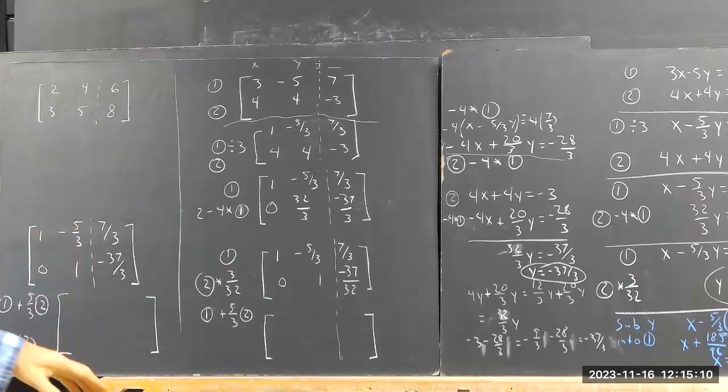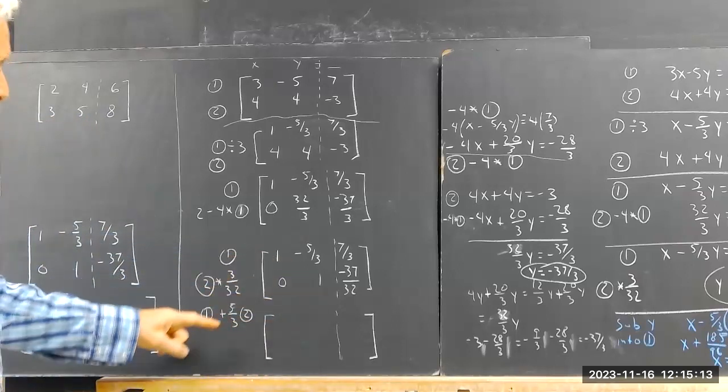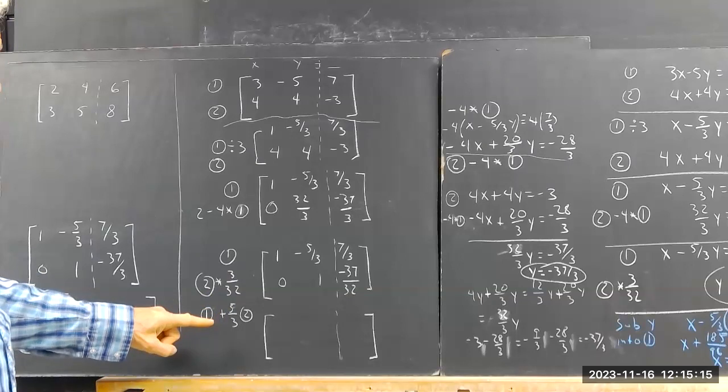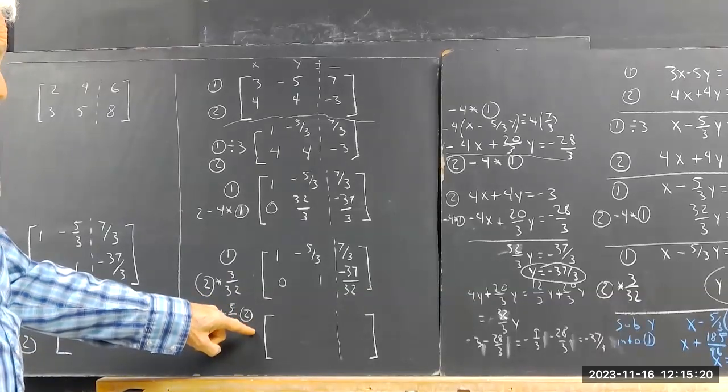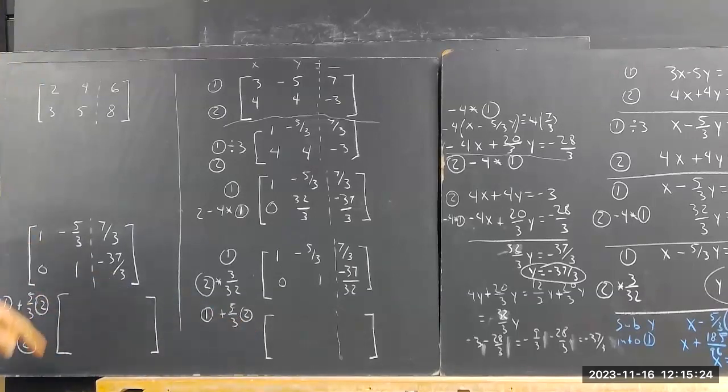Okay, so what we're doing here, in this last step, what does the rule say? It says, take row 1 and add 5/3 of row 2. Take row 1, add 5/3 of row 2. Row 1 is here, so in row 1, I have 1. What's 5/3 of what's in row 2? It's 5/3 of 0, which is 0. So we get 1.